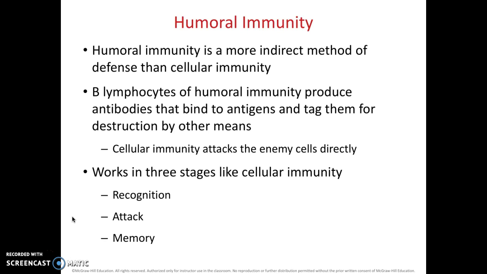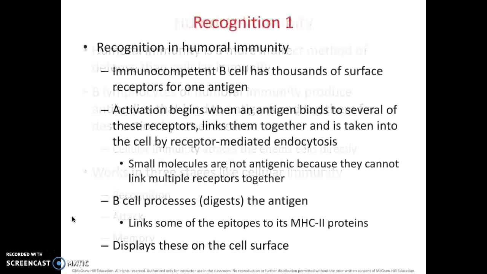So humoral immunity is a more indirect method of defense than cellular immunity because it's within the fluids rather than within the tissue itself. B lymphocytes in the humoral immunity produce antibodies that bind to antigens and tag them for destruction by other means, whereas cellular immunity attacks the enemy cells directly. And again, just like cellular immunity, it works with those three R's, which were recognition, response, and remembering. So recognition, attack, and memory.